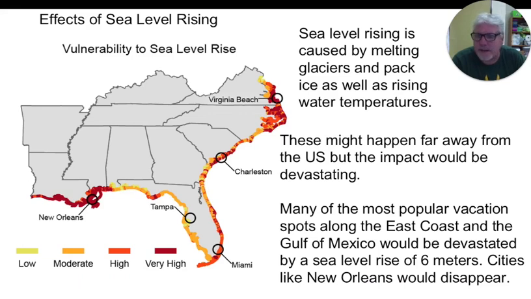If we were to have a 6-meter rise in water in this area along the east coast of the U.S., along the Gulf Coast, that's 20 feet, okay? New Orleans, for example, would disappear. It's already below sea level, and now if we were to have that much water come in, look how dark those colors are. New Orleans would be gone, okay?